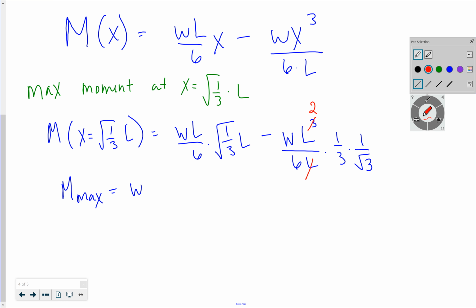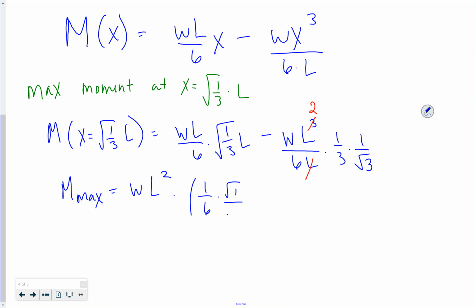And make sure of your units too, right? If my W is force per length, I need to multiply by 2 L's to get foot pounds for a moment. Right, WL squared times 1/6 square root 1/3 minus 1/6 times 1/3, 1/square root 3. Is that anything rational?